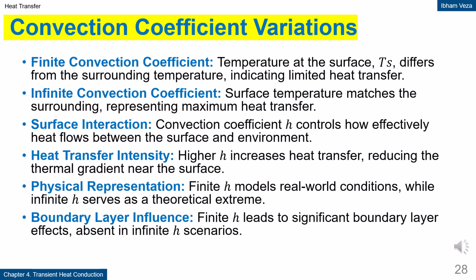Convection coefficient variations. The convection coefficient controls how effectively heat can be transferred between the surface and the environment. If its value is small, heat transfer is limited by convection, and the temperature gradient near the surface becomes large. If its value is large, the surface temperature approaches the ambient temperature. In practice, a finite value represents real conditions. The infinite case is used as a theoretical limit to simplify analysis.